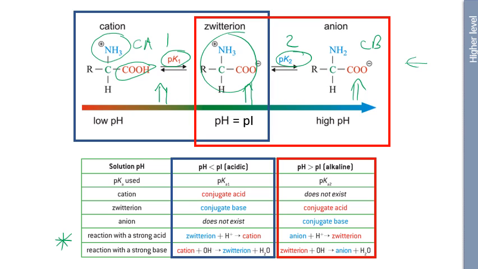Okay. Therefore, acidic solutions where the pH is less than the isoelectric point contain mixtures of cations and zwitterions, while alkaline solutions where the pH is greater than the isoelectric point contain zwitterions and anions. And the exact ratio between these two forms depends on the solution pH and the pKa of the associated conjugate acid that is present in solution.